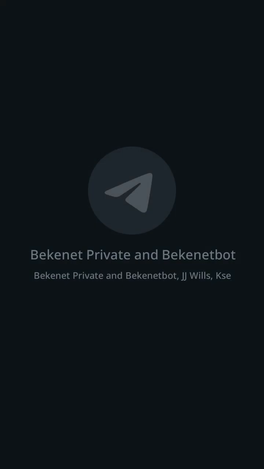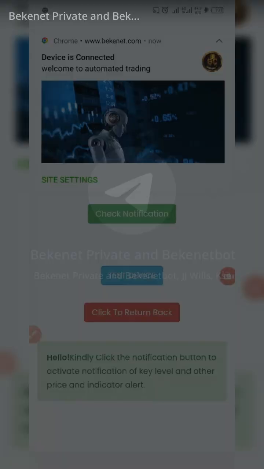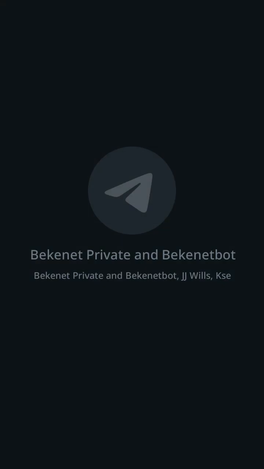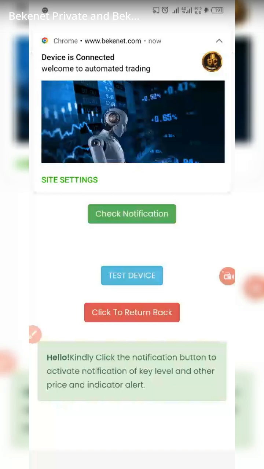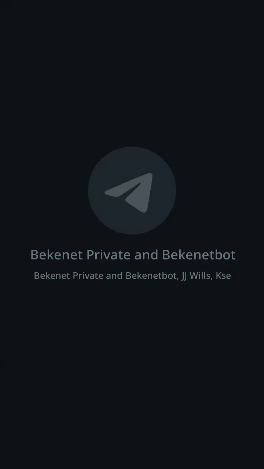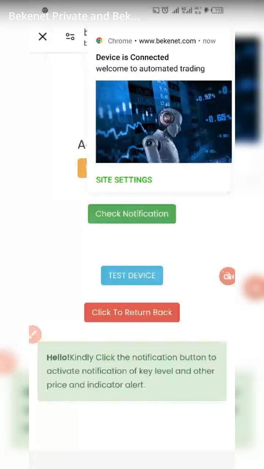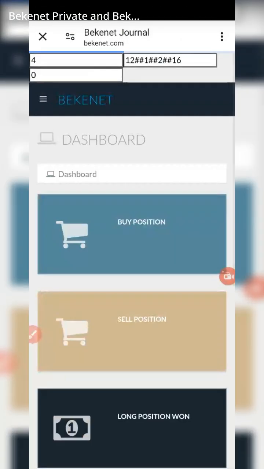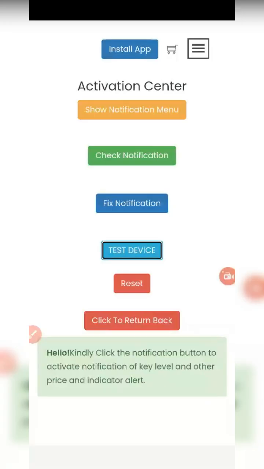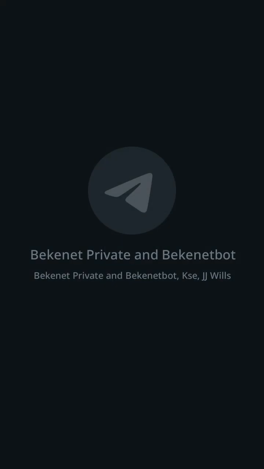Sometimes this device notification expires, but we don't really know when it is going to expire. So if you were receiving notifications and all of a sudden they stopped, that means it has expired. All you need to do is just come back to this, click the same menu. You will click reset to delete the old one that has expired, when you have been receiving before and all of a sudden you stop receiving it.